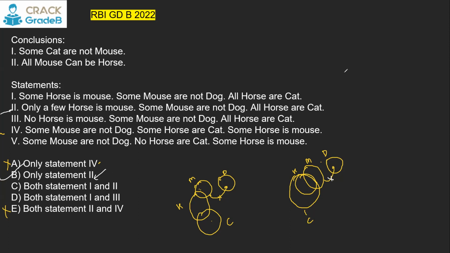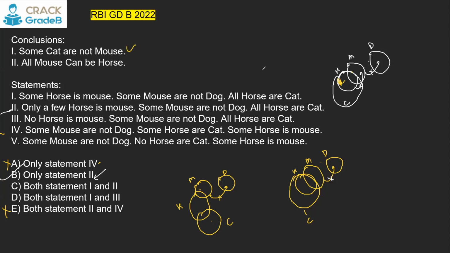Only a few horses are mouse. So the entire horse cannot go inside the mouse. Some mouse are not dogs. So the entire mouse cannot go inside the dogs. All horse are cats. First conclusion: some cats are not mouse. So yes, there will be some cats which will stay outside the mouse, which are horses. The first is the correct conclusion.